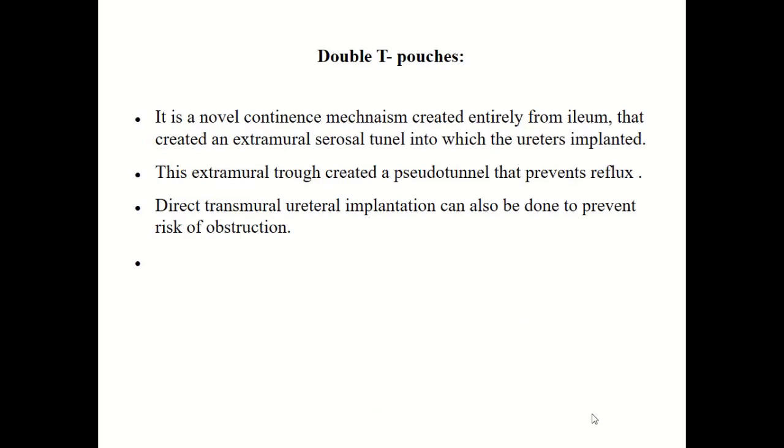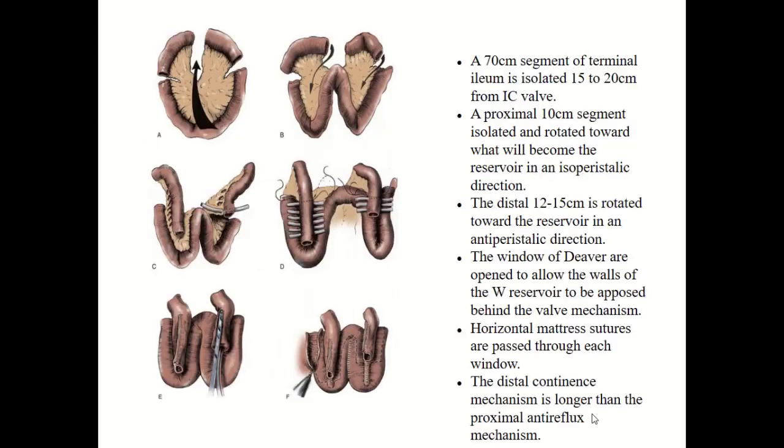Double T pouch. It is a novel continence mechanism created entirely from the ileum that creates an extramural serosal tunnel into which the ureters are implanted. This extramural tunnel creates a pseudo tunnel that prevents the reflux. Direct transmural ureteral implantation can also be done to prevent the risk of obstruction.